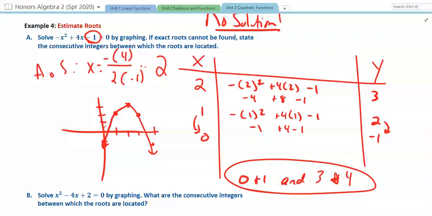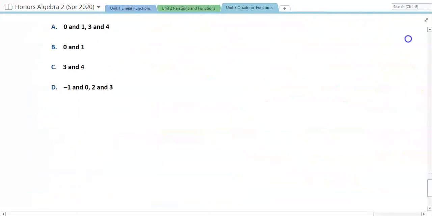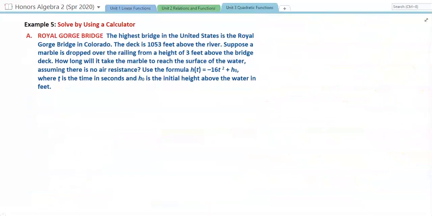Okay, and so let's look at our last example. I'm going to skip that second example there and go to example 5. And so this says: the highest bridge in the United States is the Royal Gorge Bridge in Colorado. The deck is 1,053 feet above the river. Suppose a marble is dropped over the railing from a height of 3 feet above the bridge. How long will it take for the marble to reach the surface of the water?